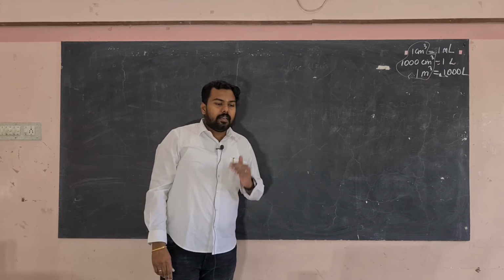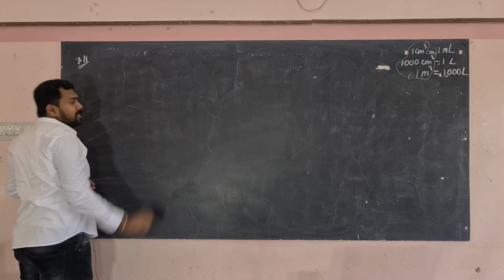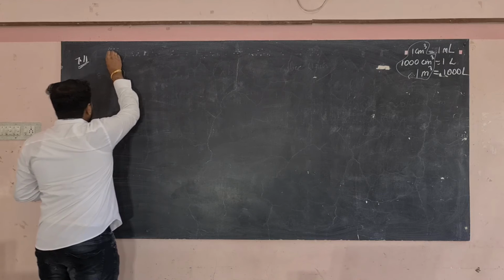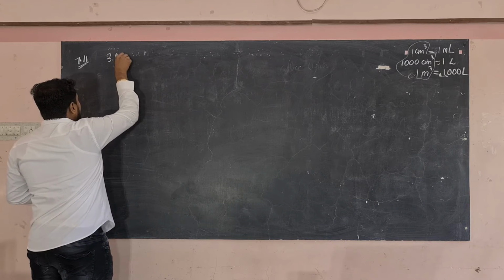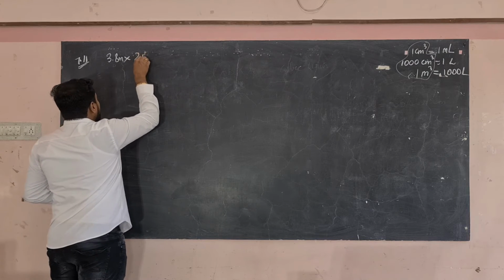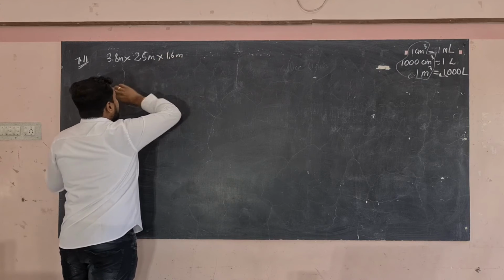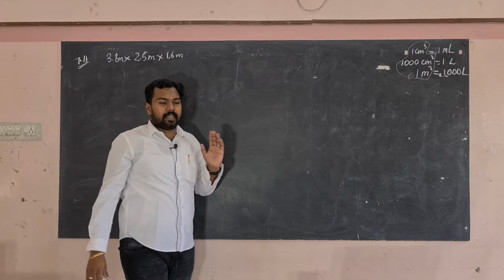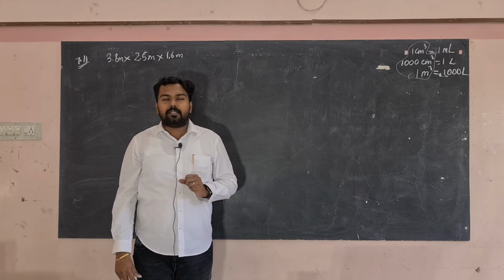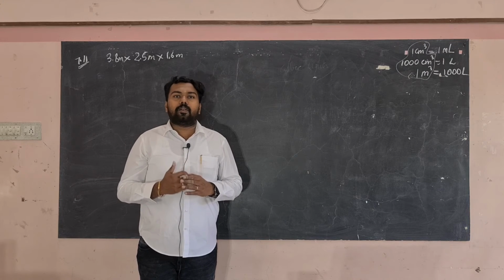Question என்ன கொடுத்துருக்காங்க? The dimensions of a fish tank. So there is a fish tank which is in the shape of a cuboid அப்படின்னு சொல்லிட்டாங்க. It is 3.8 meters cross 2.5 meters cross 1.6 meters. Okay, so these are the dimensions of the fish tank. How many liters of water can it hold? So அந்த fish tankல எவ்வளவு water hold பண்ணணும் அப்படின்னு கேட்டிருக்காங்க.